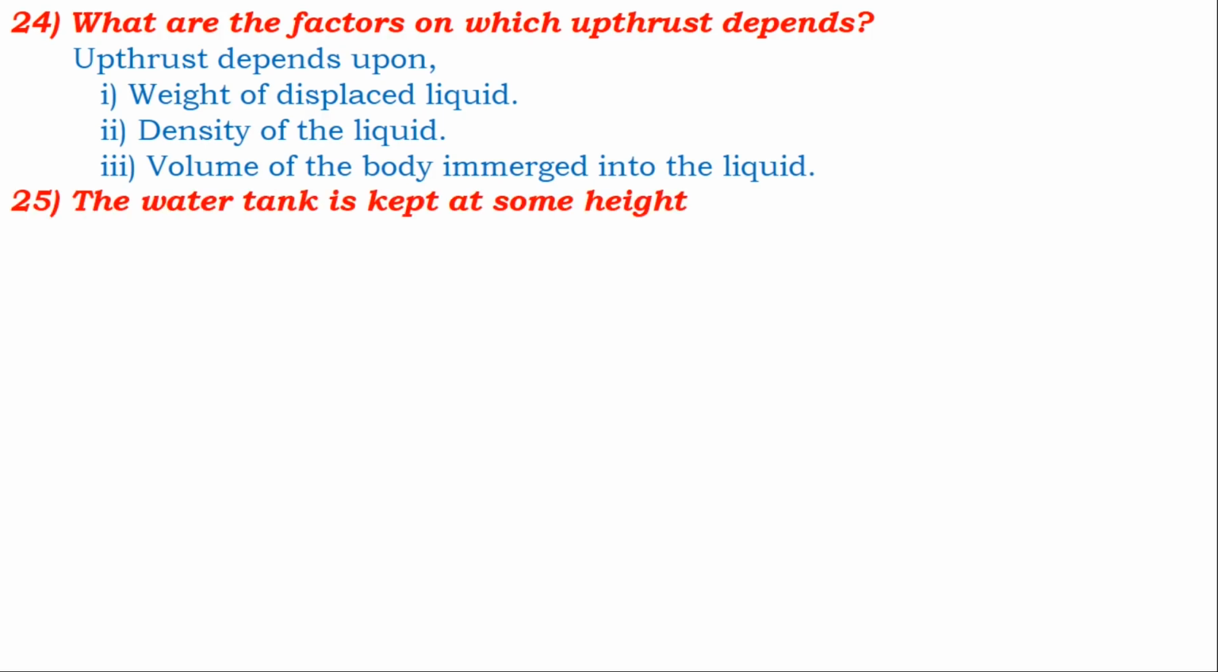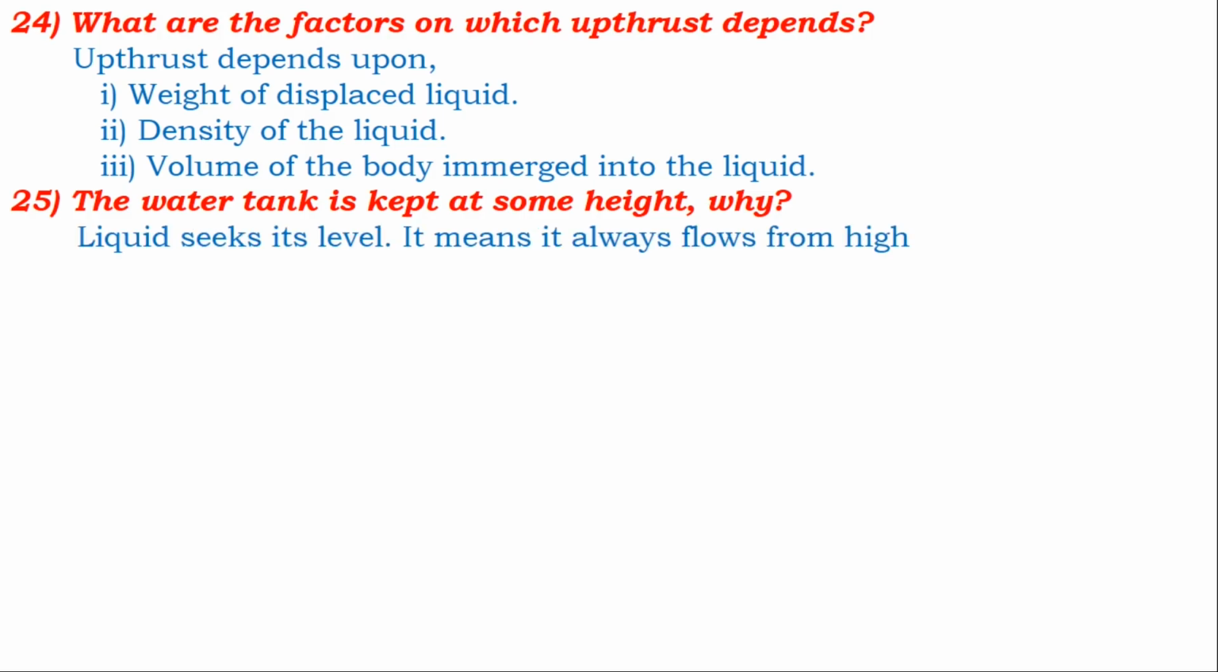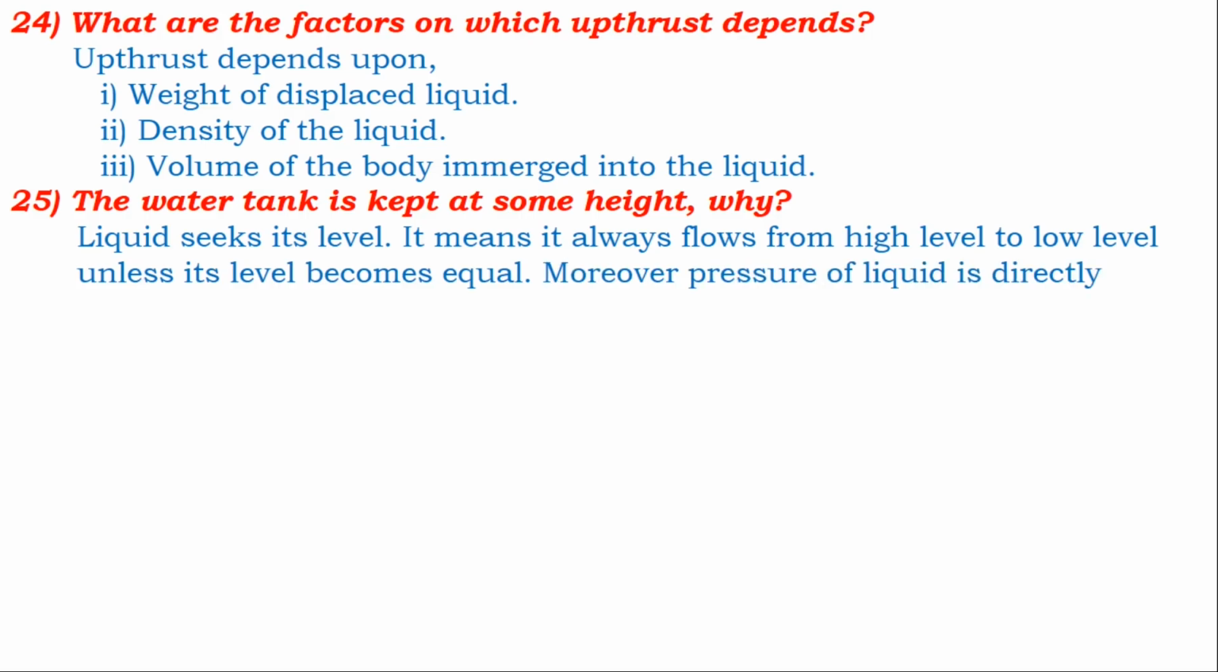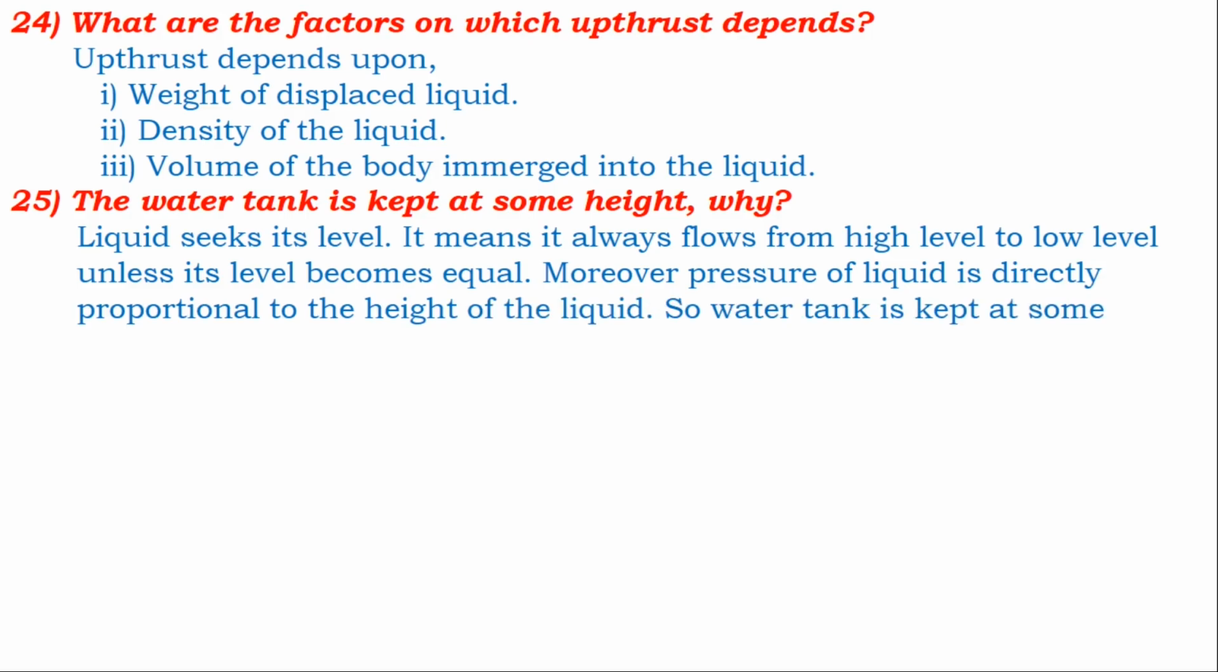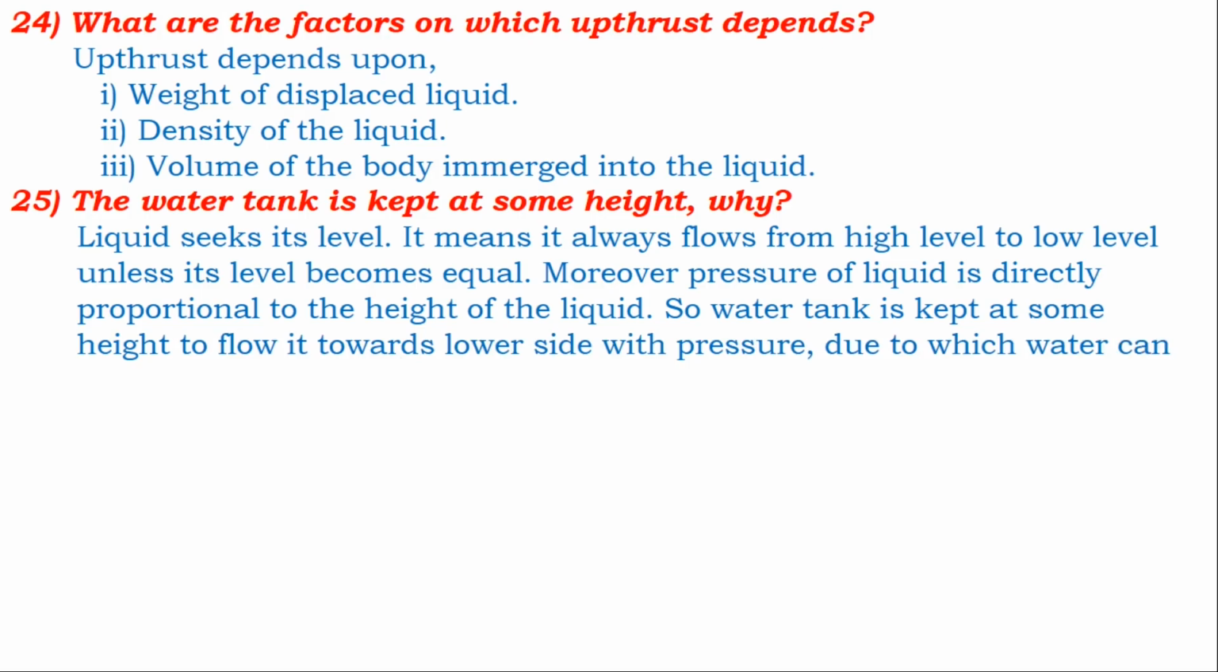Okay, next question. The water tank is kept at some height. Why? Always we keep water tank at certain height. What is the reason? The reason is liquid seeks its level. It means it always flows from high level to low level unless its level becomes equal. Moreover, pressure of liquid is directly proportional to the height of the liquid. If height is more, pressure will be more. So, water tank is kept at some height to flow it towards lower side with pressure, due to which water can be obtained from the tap kept at the lower side.